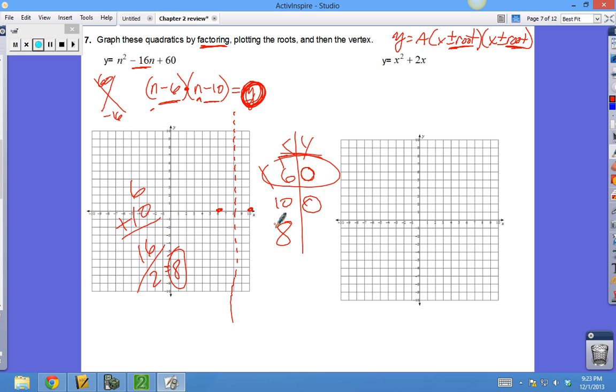So I know my vertex is going to be over 8. The question is, I just don't know whether to go up or down, and how far. So just like everything else, if you want to figure the missing thing out, you've got to plug some numbers in and do the math. That's kind of the theme. So I'm going to take 8. 8 is my x. So I'm going to put it there.